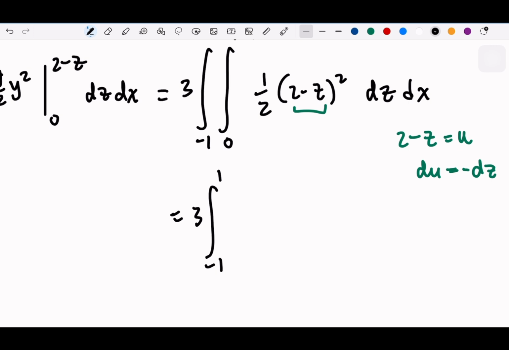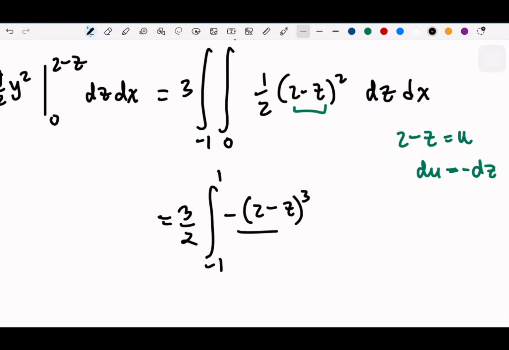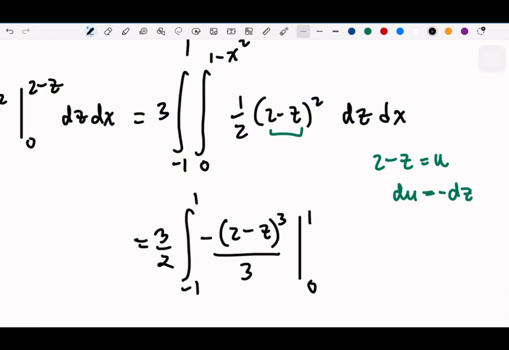Let me write the half here, and then we have 1 over 3 here. So negative (2 minus z) cubed, over 3. Okay. And then plug in the limits 0 to 1 minus x squared.